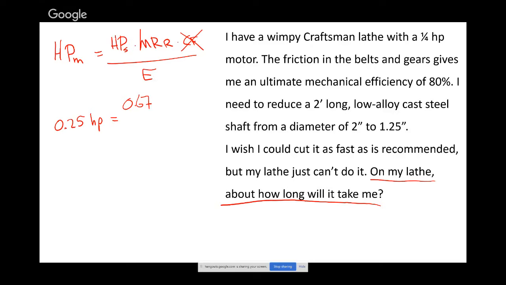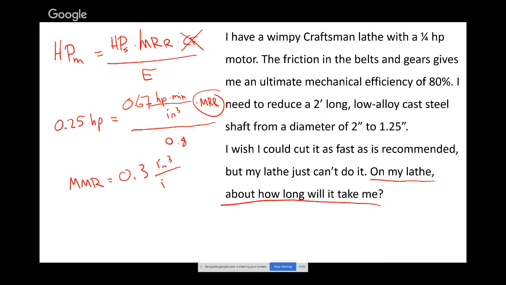So this is 0.67 horsepower minute per inch cubed. We've got an MRR, we don't know that yet, and we've got our efficiency here of 0.8. Now everything's known here except for our material removal rate, so we can solve for that. And that is about 0.3 inches cubed per minute. So that's as fast as we can remove material.